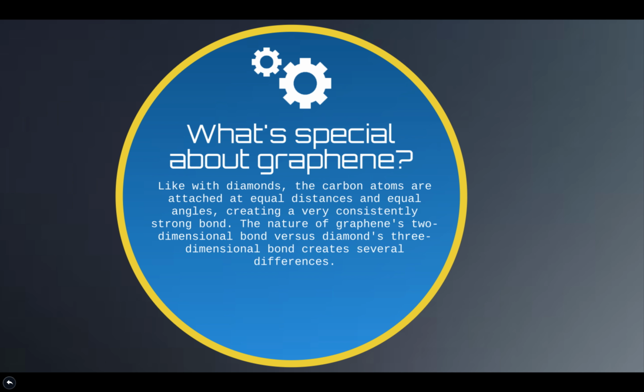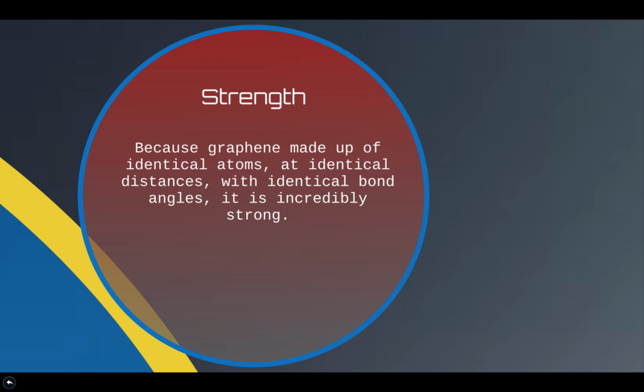These equal bonds afford graphene some unique properties, such as strength, electrical conductivity, the ability to conduct heat, and transparency. Because the bonds between graphene carbon atoms are equal, it is an incredibly strong material.